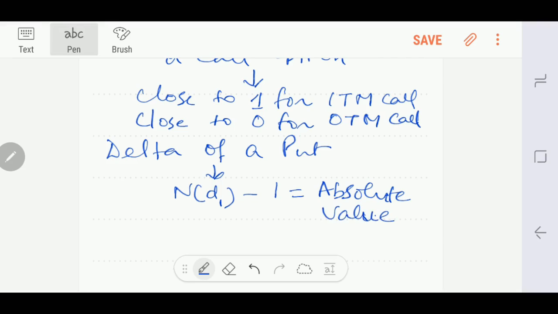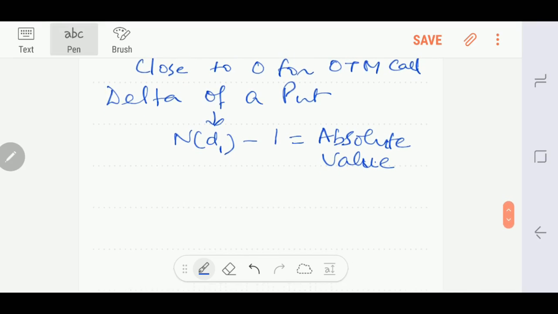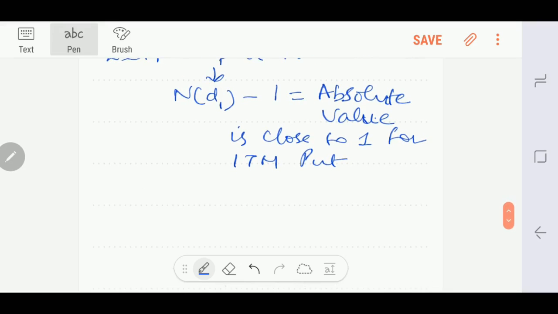So the absolute value of this item is going to be close to 1 for an ITM put, in the money put, which will be the case when E minus S is positive, and it will be close to 0 for an OTM put, out of the money put, when E minus S is 0.